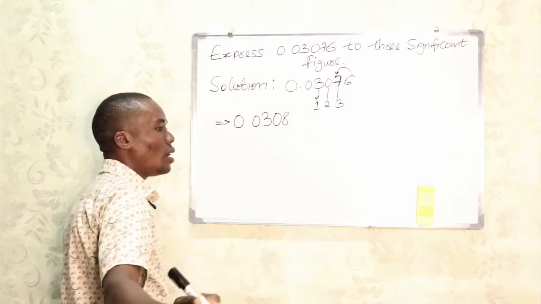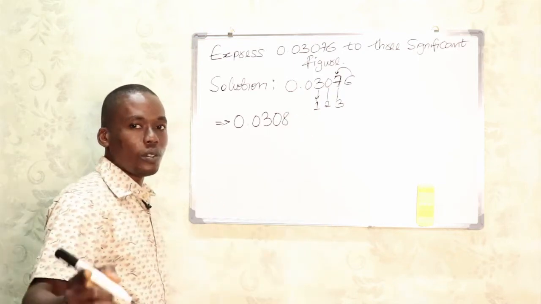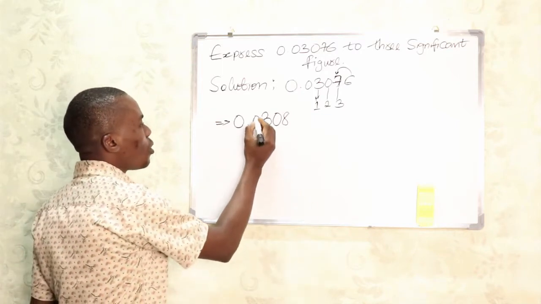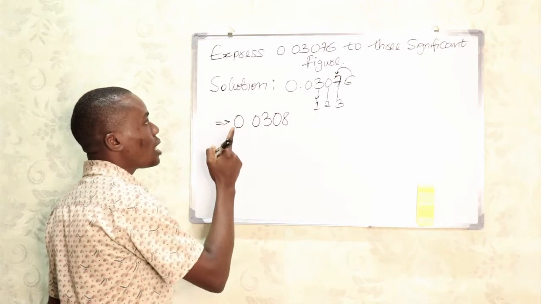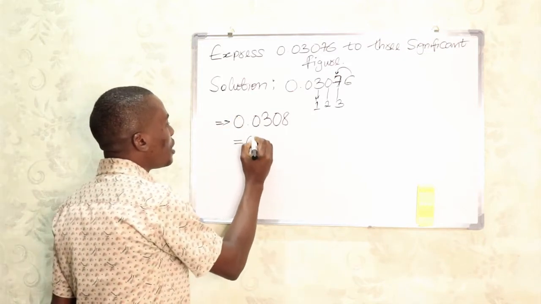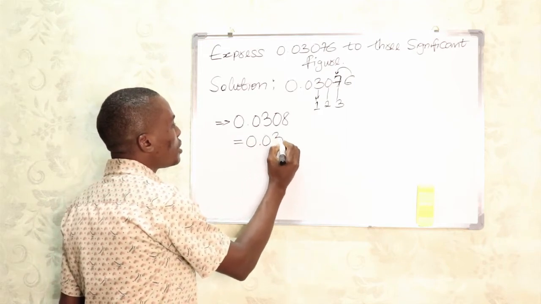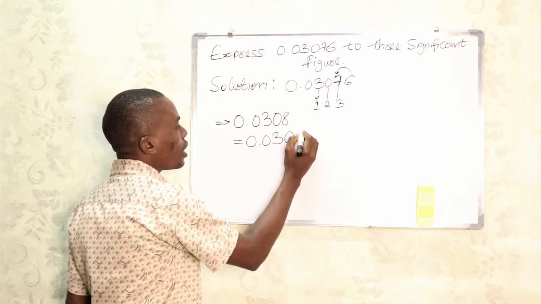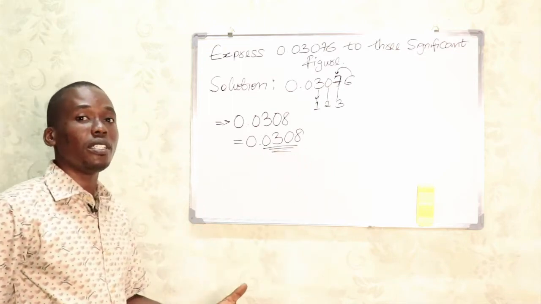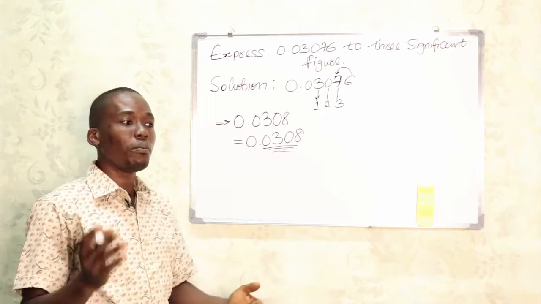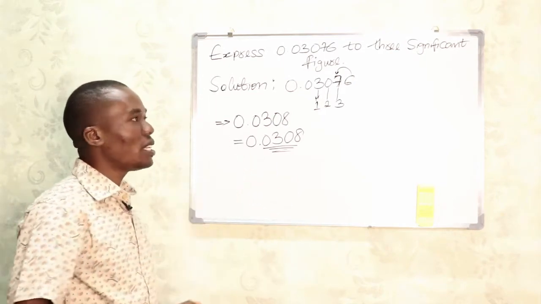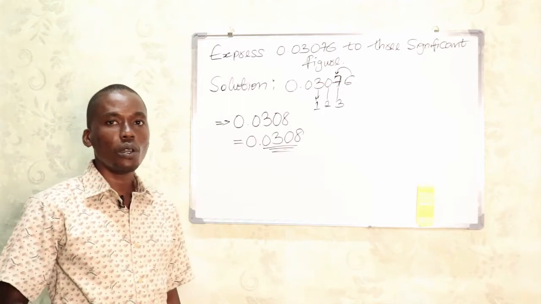Looking at keynote C, if we follow those steps, we will note that the solution to that question, to 3 significant figures, is 0.0308. And that is the solution to your answer. So you see, it's very easy. When given any question like this, make sure you follow the keynotes, and with the keynotes you can find a very good solution to the question.